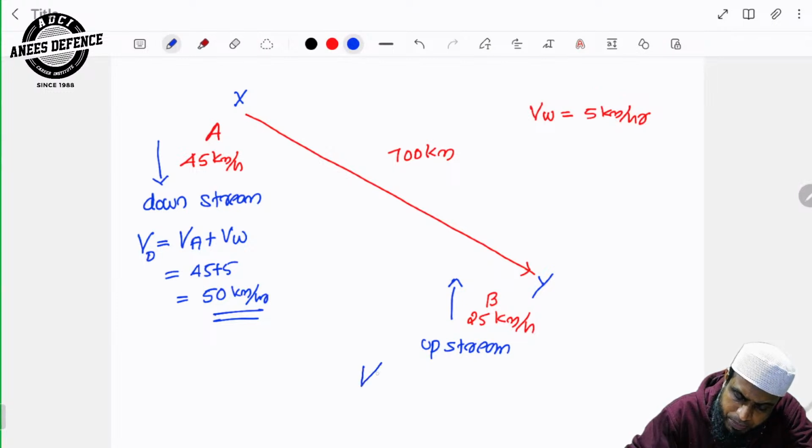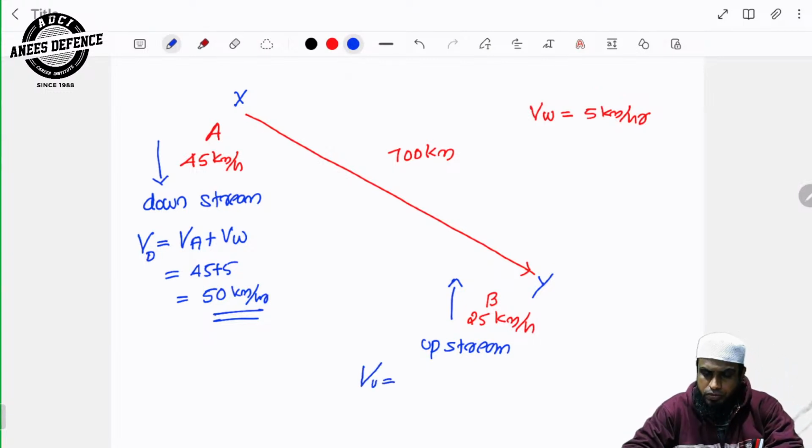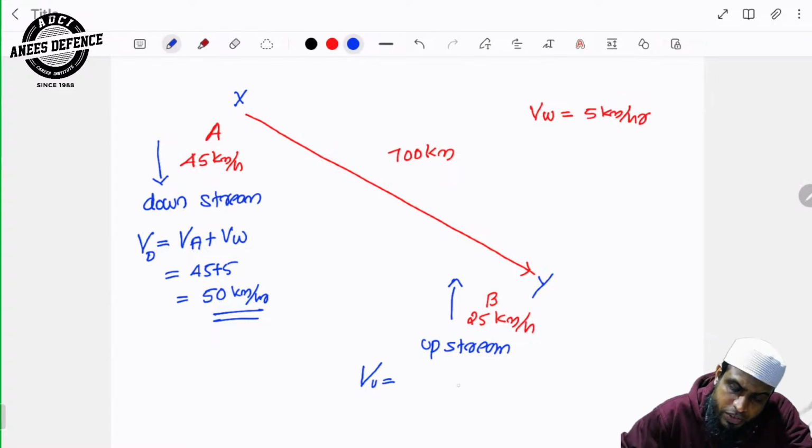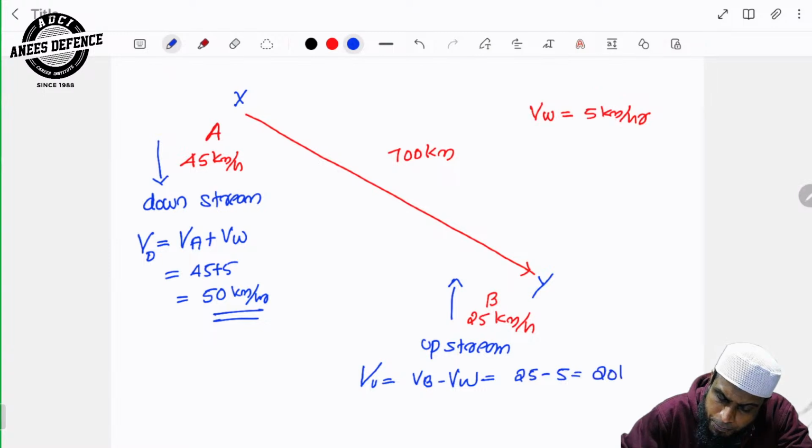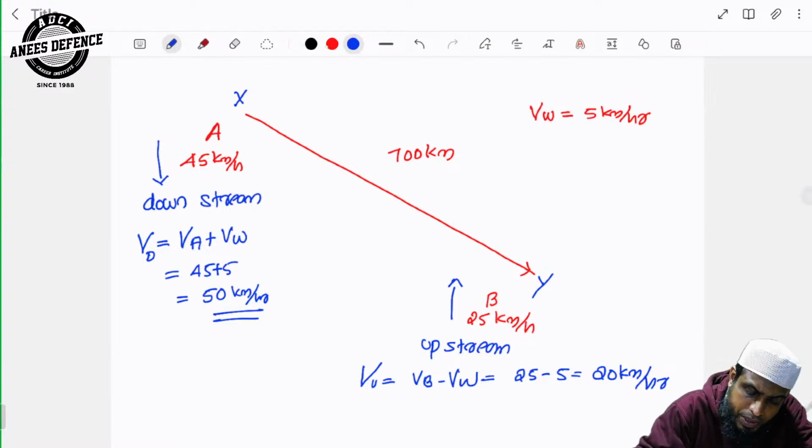Velocity in upstream. Here the direction is opposite. Therefore, velocity upstream should be velocity of boat minus velocity of water. So 25 minus 5, that is 20 kilometers per hour. So after how much time will they meet?